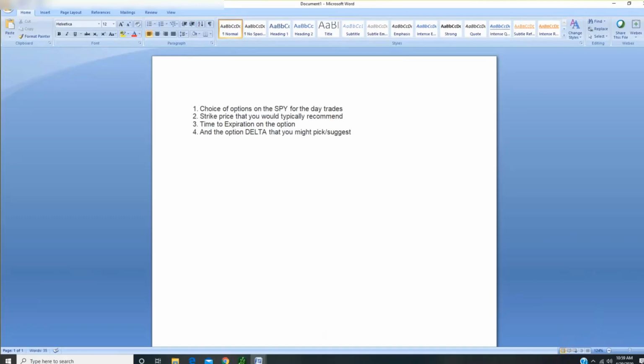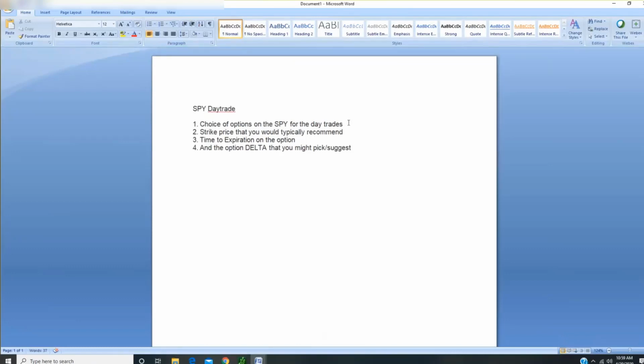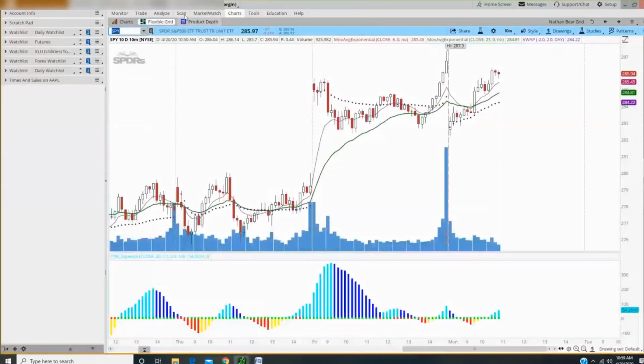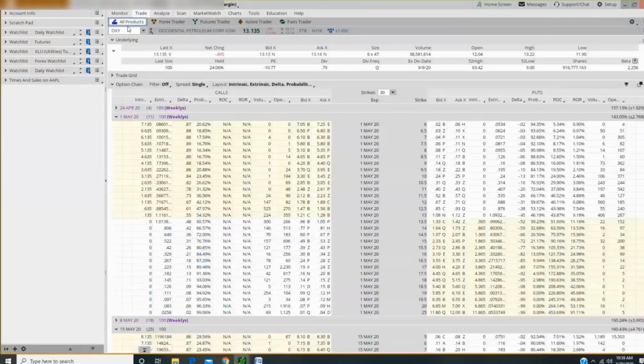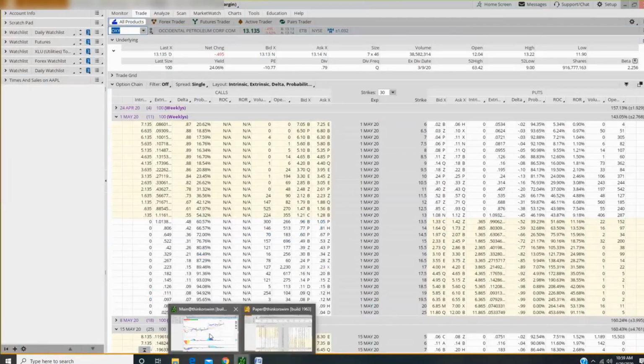So first we're talking about SPY day trading. Let me put that up at the top. If some of you want to day trade the SPY, I'm just going to show you the way that I do it. No right or wrong answer, but this is the way I do it. Traders trade differently. So the first question is choice of options on the SPY for day trade. Let me go over here.